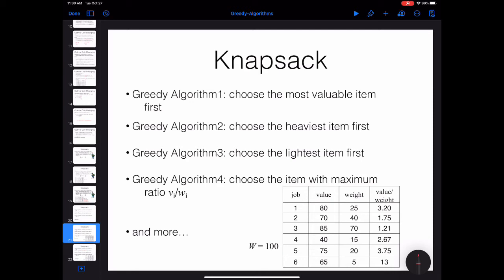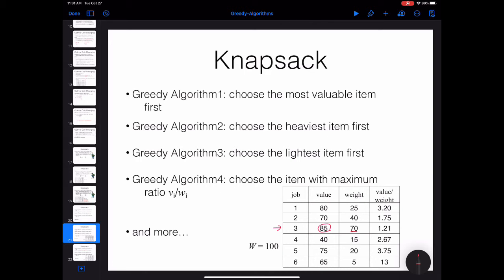If I go with the first strategy, it tells me to always take the one that has the highest value, right? The highest value for me is 85, so it tells me to take item 3 first, and then you will need to use 70, so you end up with 30, for example, kilograms left.